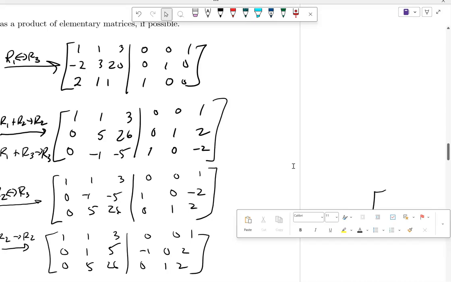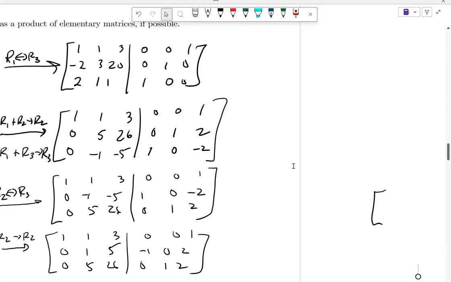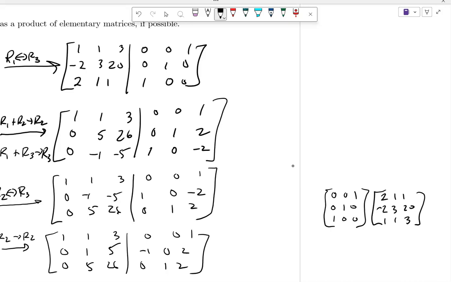So the original matrix was 2, 1, 1, negative 2, 3, 20, and 1, 1, 3. What was the first thing we did? Swap row 1 and row 3. What elementary matrix accomplishes that feat? Yeah, 0, 0, 1. Remember, it's the identity matrix with that same exact row operation. That's exactly right.